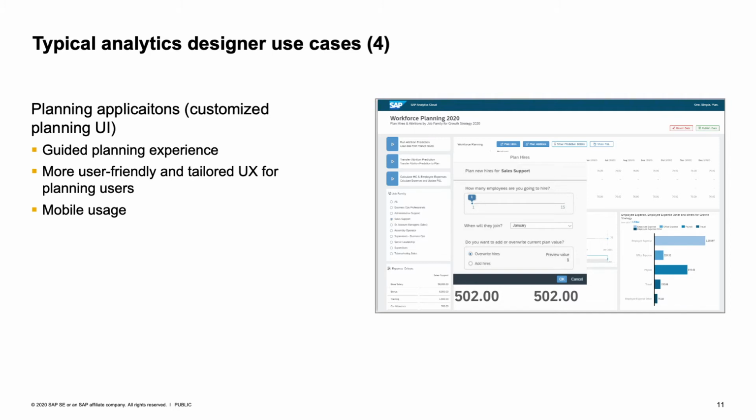And if your planning user says, I don't want to click different buttons to publish my version, please provide me a simple button and I can directly publish my private version to the public version, then you can use Analytic Designer to create a button and write a script behind it.